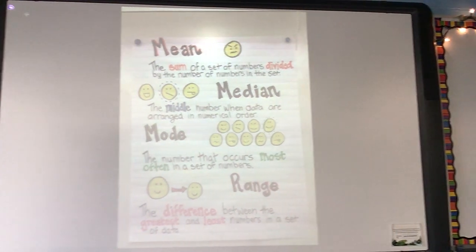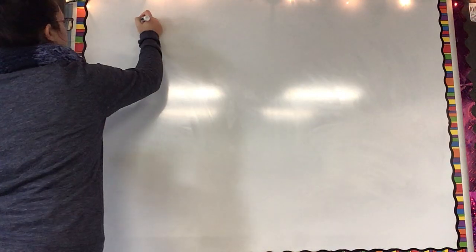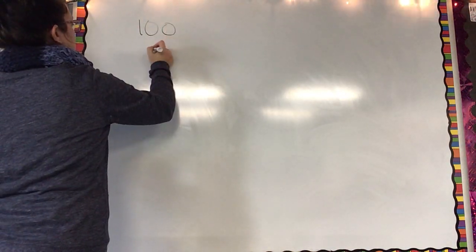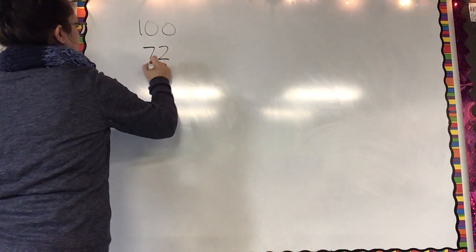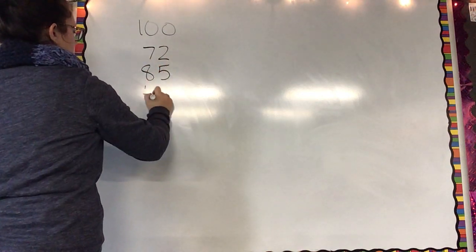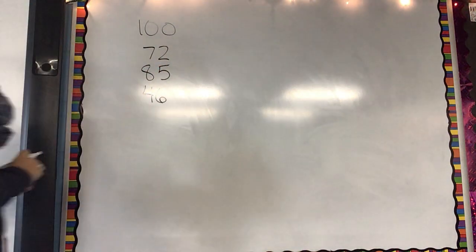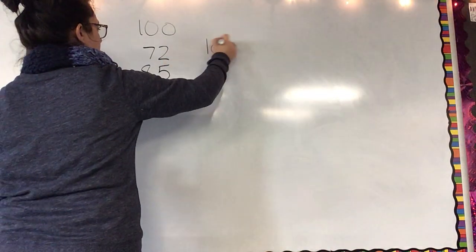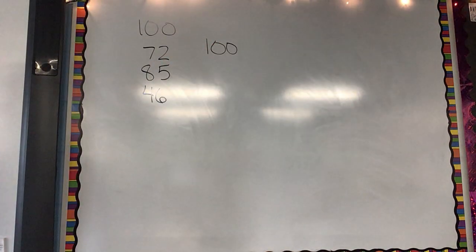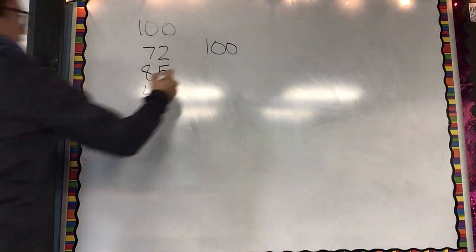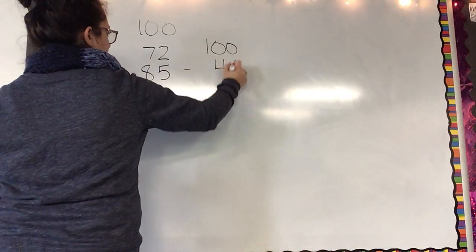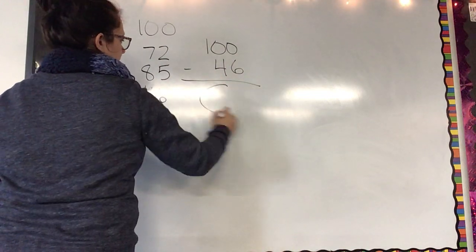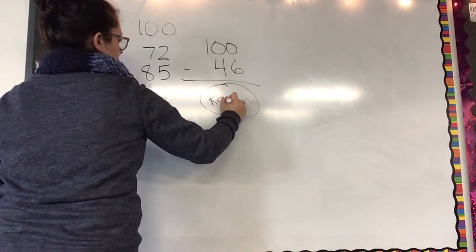So if my data, let's look at test scores. If I had 100, 72, and 85, and I had a 46. To find the range, I would take my greatest number, which is 100, and take my smallest number and find that difference. This answer will be your range.